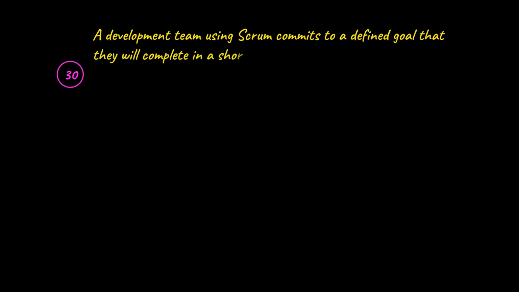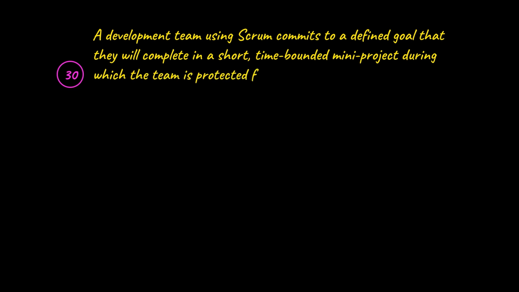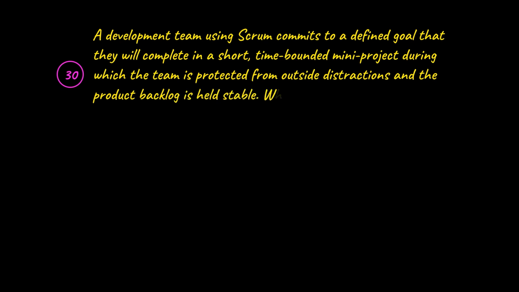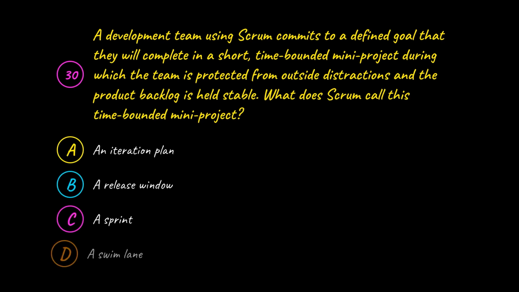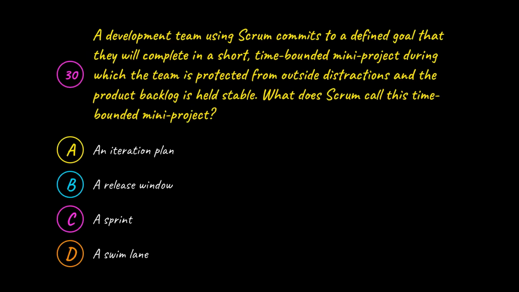Question 30. A development team using Scrum commits to a defined goal that they will complete in a shorter, time-bounded mini-project during which the team is protected from outside distractions and the product backlog is held stable. What does Scrum call this time-bounded mini-project? Your options are A. an iteration plan, B. a release window, C. a sprint, D. a swim lane. Which would you go with? Lock it in before the reveal.